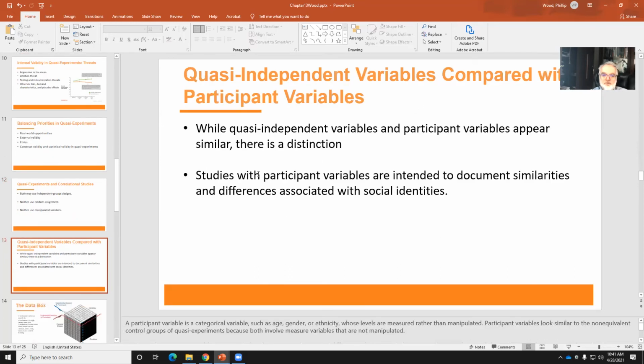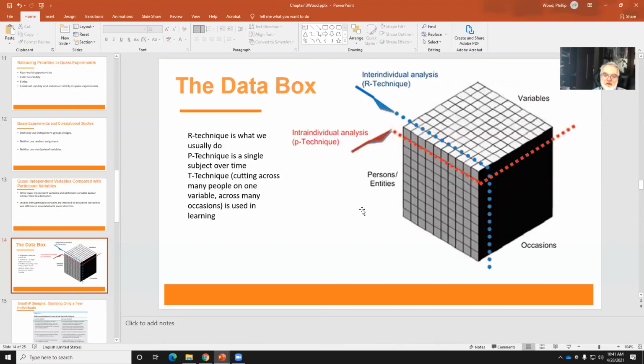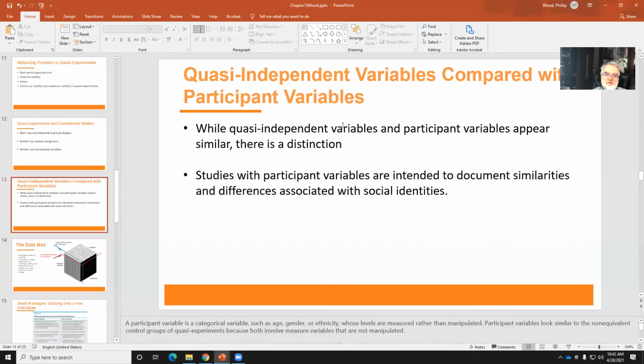So studies with participant variables in a correlational study are designed to document similarities and differences associated with those characteristics. It's not to generate an entirely new theory based on that. So it's kind of a matter of distinction of, are you trying to say this presents us with a unique opportunity to look at things?